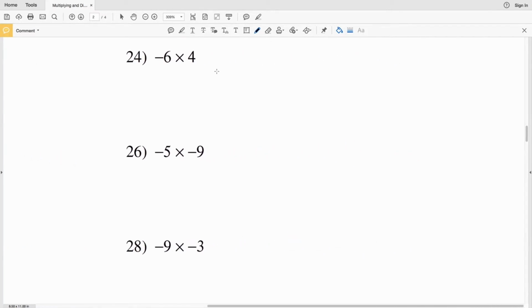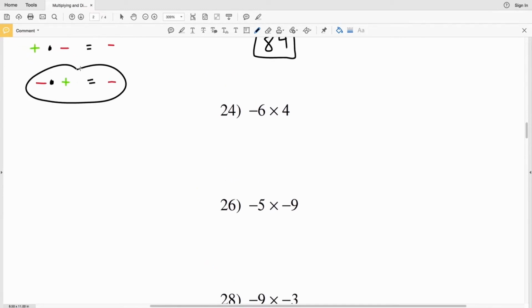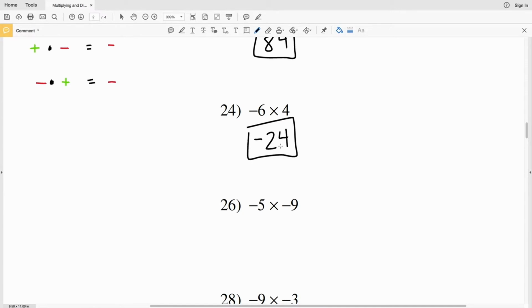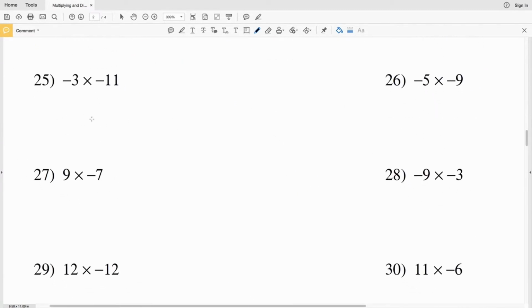For 24, we have a negative times a positive. Looking at our chart, negative times a positive results in a negative. Negative 6 times positive 4 is going to be a negative. 6 times 4 is 24. So 24, the answer is negative 24. Number 25, negative times negative is a positive. 3 times 11 is 33. So negative 3 times negative 11 is positive 33.